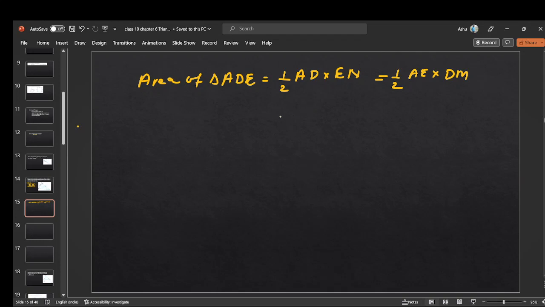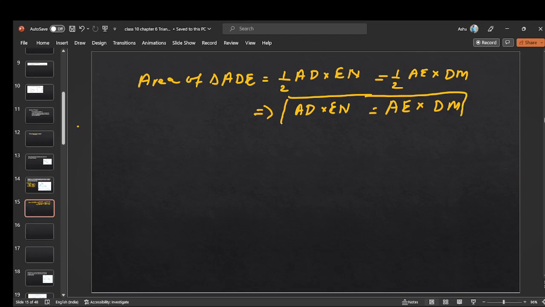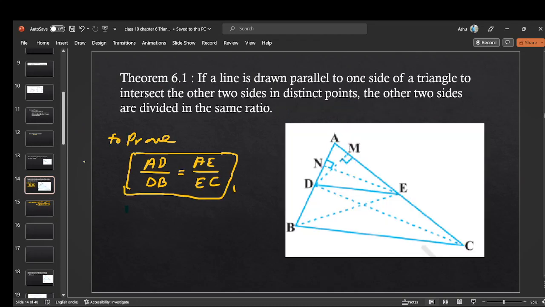Now we can make a condition like that: AD into EN equal to AE into DM. Clear? This is the result from this area. Now we will make another area. Area of triangle BDE. If the base is BD, the height is EN. Clear?